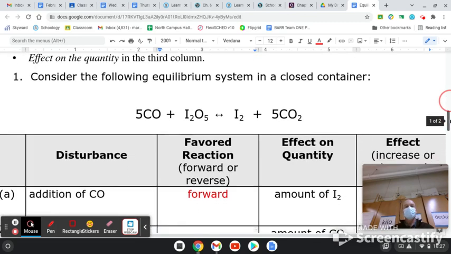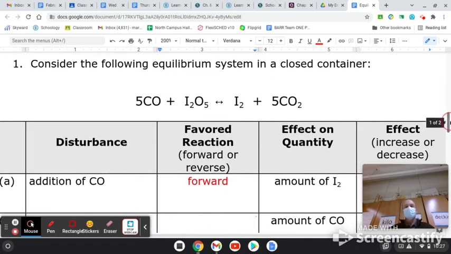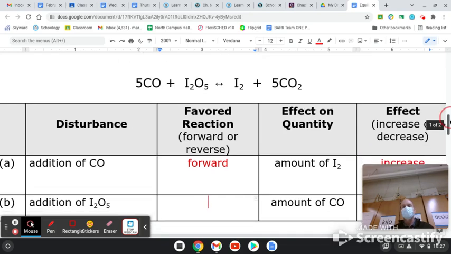All right, so here's an equation here. Notice how the arrow points in both directions. That tells us it's reversible. All right, so assuming it's reached equilibrium, let's say we add CO. Well, CO, look here, is on the left side. So if I add CO, it's going to shift to relieve that disturbance. It'll use this up and shift to the right. So it favors the forward.